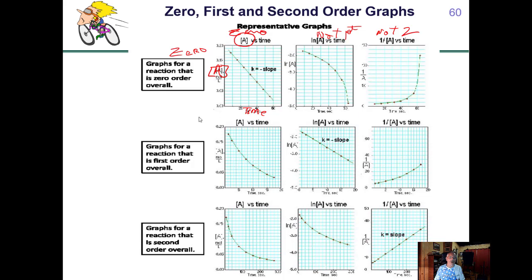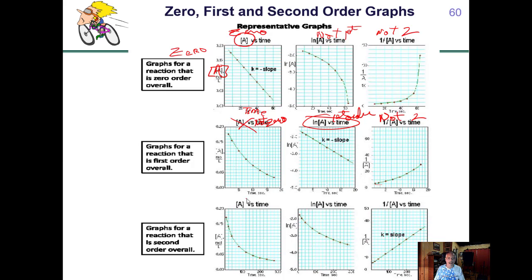Okay? All right, so let's say I graph my data, A versus time. I get a curve. It's not zero order. I graph the natural log of A versus time. I get a straight line with a negative slope. Yep, this is a first order reaction. And just to be sure, I graph the inverse versus time. I get a curve, and so I know it is not second. Not second. It is first. It's not zero.